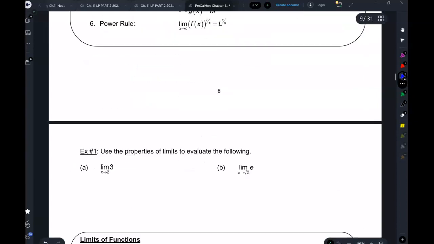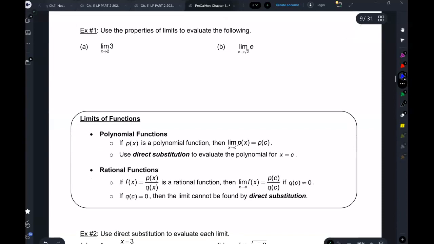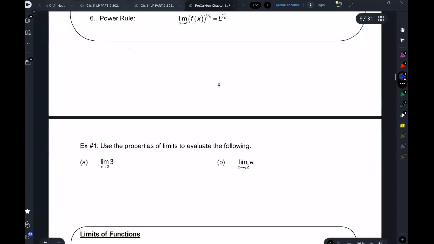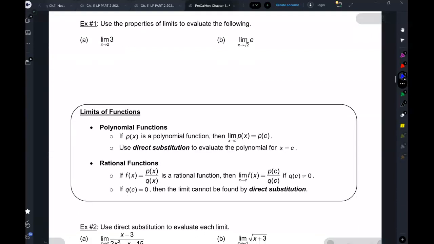Okay? So let's use that as an example here. All right. What is that first? Raise your hand, please. What is the first limit there? The limit as x approaches 2 of 3. Tyler, why don't you tell me? The limit as x approaches 2 of 3. It would just be 3.